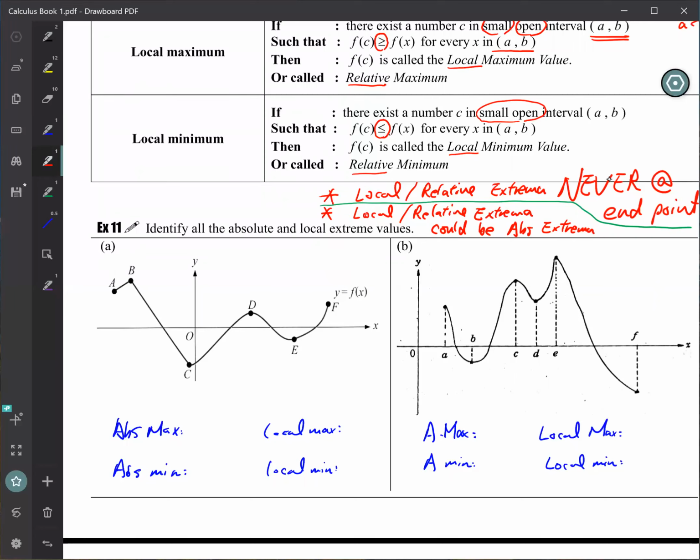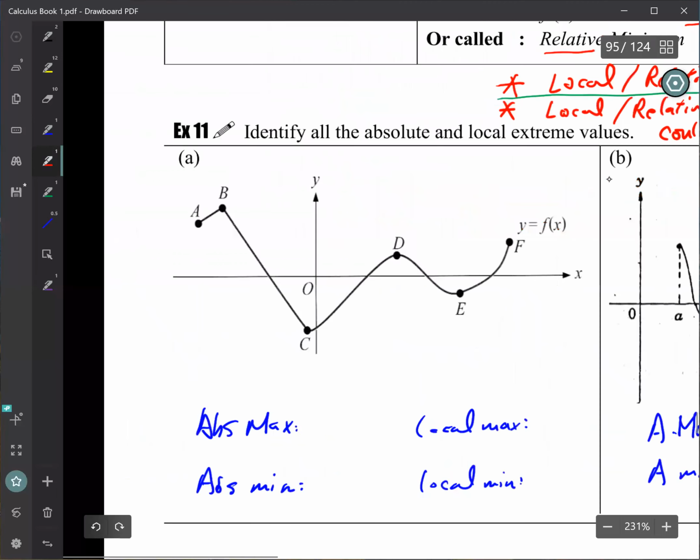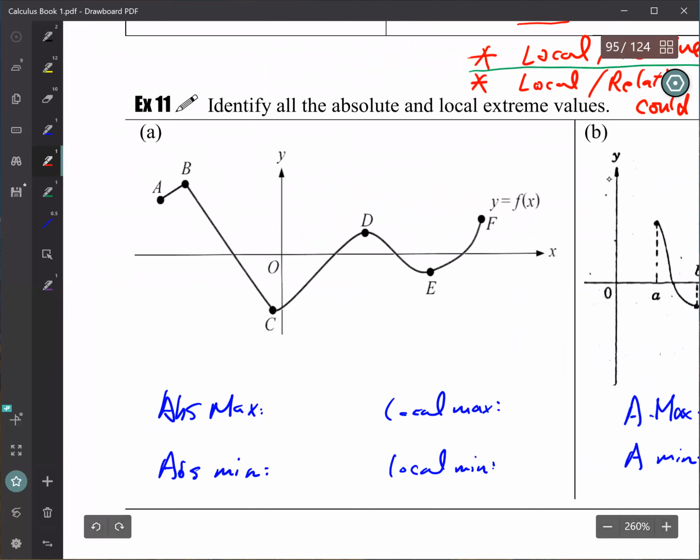Okay, let's check a few answers first. Leon, what's the absolute max for the first graph? B. Okay, absolute min, Jeffy? How about C? Local max, Carrie? B. B or D? B. Any more?